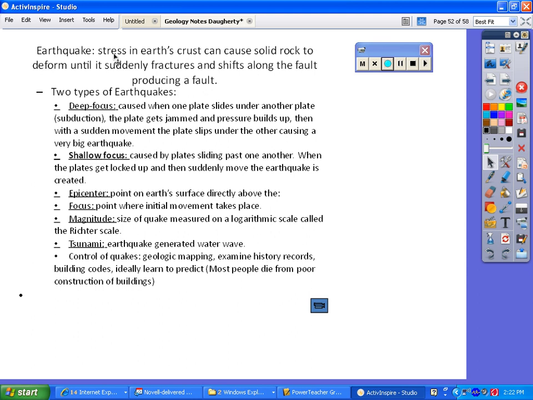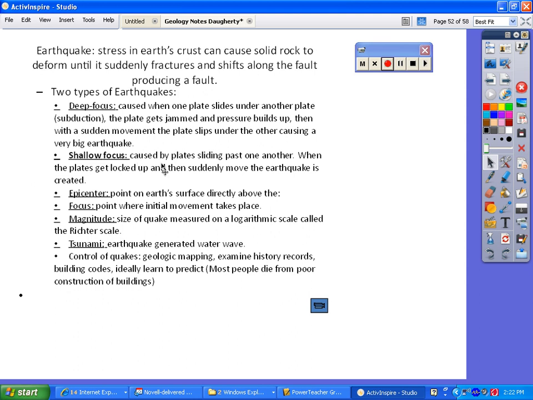So here the definition says, stress in Earth's crust can cause solid rock to deform until it suddenly fractures and shifts along the fault, producing an earthquake. There are two different types of earthquakes, and what we're going to find is this deep focus earthquake actually happens due to subduction. So it would be due to convergent plate boundaries. One plate would slide underneath another one, and the one plate gets jammed and pressure builds up. And then you get a sudden movement, and the plate slips under the other one, causing a very big earthquake. So that's a deep focus due to subduction of a plate.